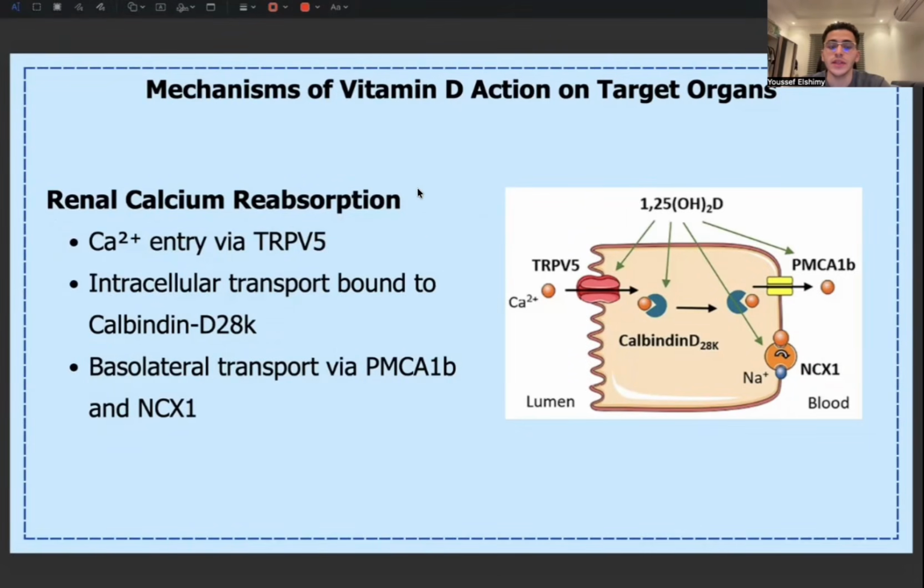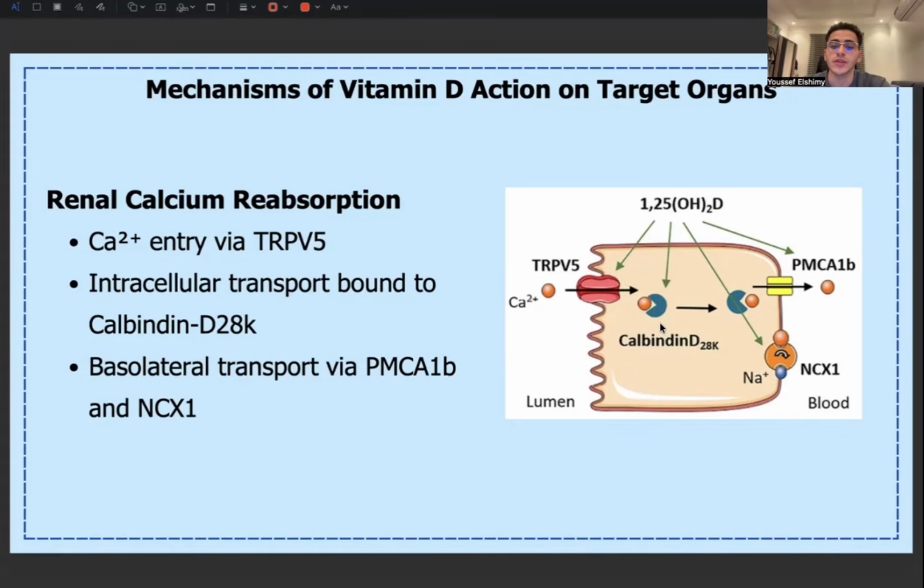Then we have the action on the kidneys. So what happens is that the active form of vitamin D increases the expression of proteins, channels, and binders in order to favor calcium reabsorption. It increases the expression of the TRPV5 channel. This would lead to calcium entry through it. Then it would also increase the expression of calbindin D28K.